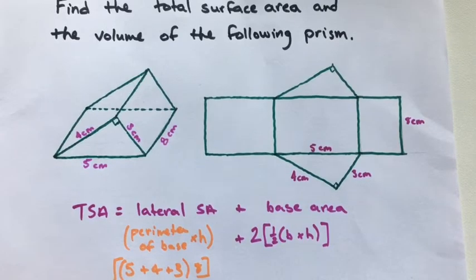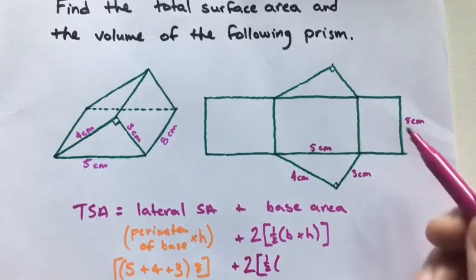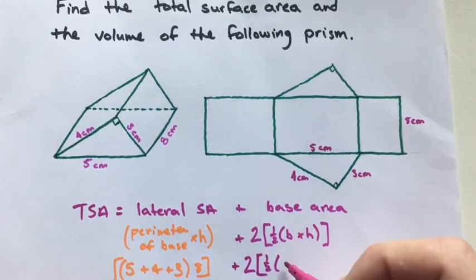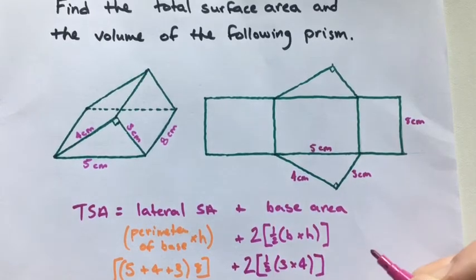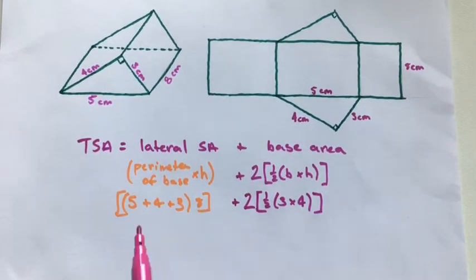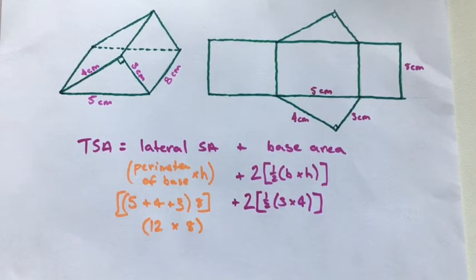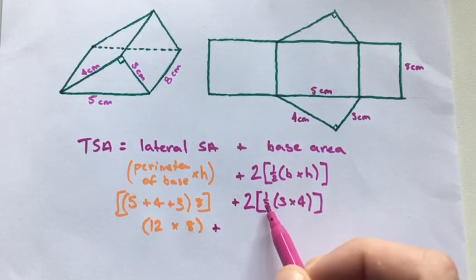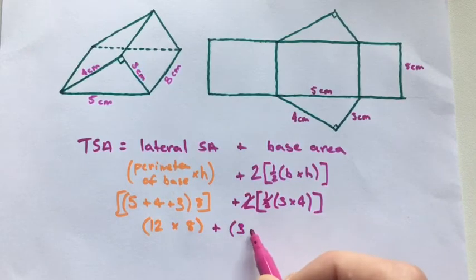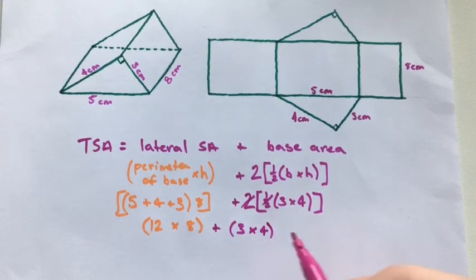Now, the area for my bases, again, we're going to bring down my 2. We're going to have 1/2 times the base of my triangle is 3 times the height is 4. So you can see we have two different types of equations within the one here. So let's go ahead and figure out the answer here. 5 plus 4 plus 3 is 12. So we're going to have 12 times 8 plus, so 2 times 1/2 we know is 1, so we can just cancel those out. So we're just left with 3 times 4.